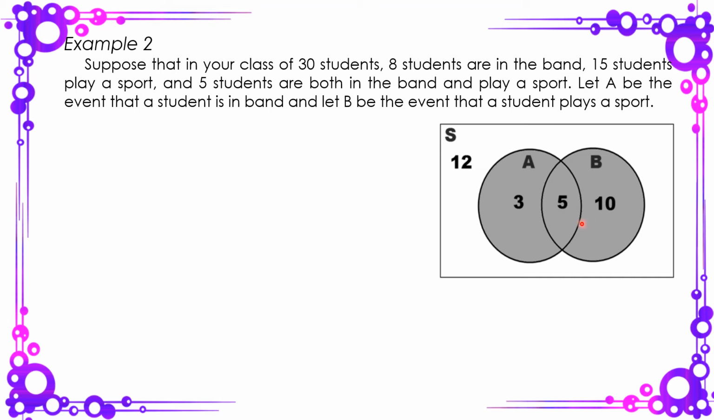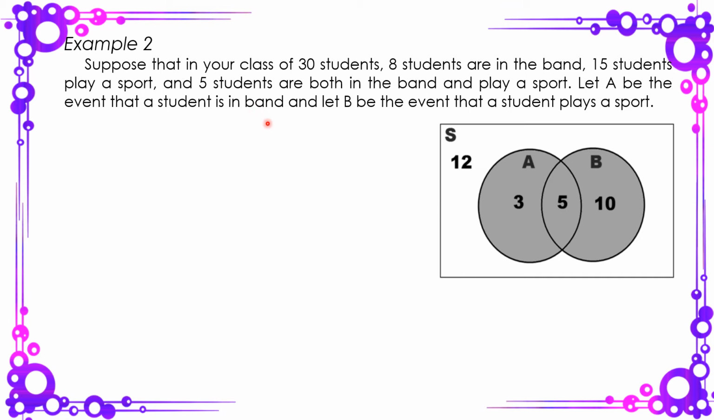And then do not forget to add these numbers. 3 plus 5 is 8, plus 10 is 18. Remember that you have 30 students, so 30 minus 18 is equal to 12. Write 12 in any part outside the circle. So these 12 students do not play a sport or do not belong to a band.